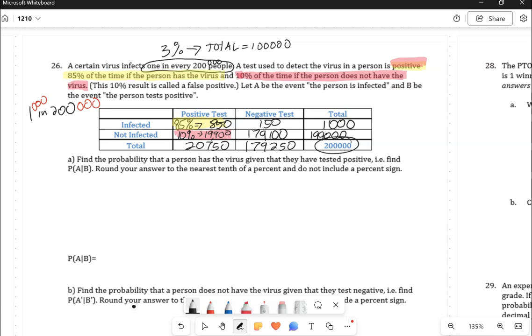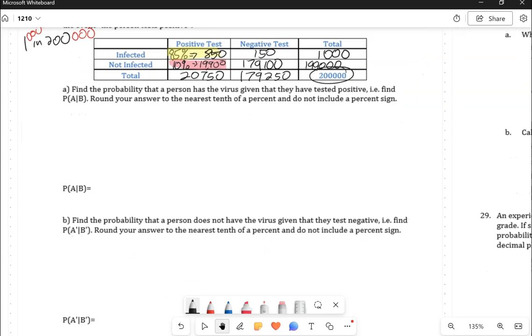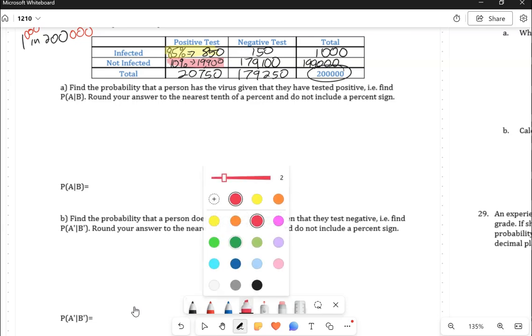Okay, now we're ready. Finally, we got this thing filled out. That's the hardest part of this process. Now we're ready to do the follow-up questions. Pick a different color, green. Find the probability that a person has the virus given, here it goes, given that they have a positive test result.